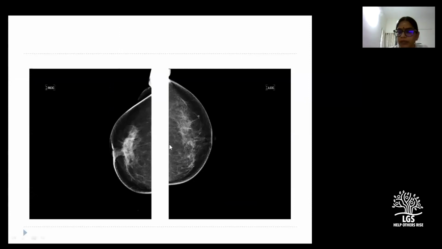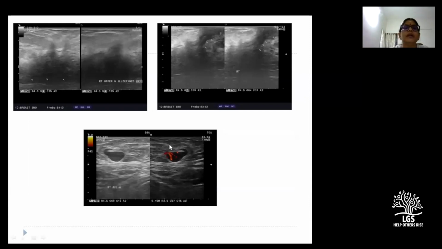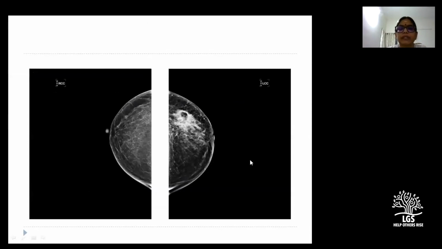This, I think I already showed you. And this is how it looks on ultrasound, and nodes we'll discuss separately. So this was another lady. Look at it. She had a mass.